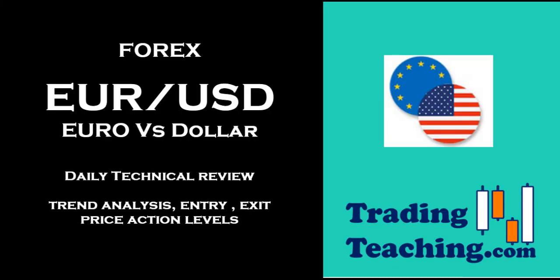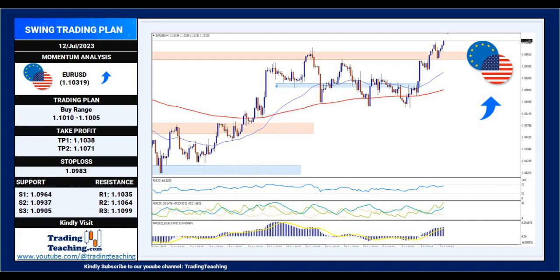Euro versus US dollar technical view. The current EUR/USD price is 1.10319. The technical analysis forecast for the next 2 to 3 days suggests a favorable upward trend. The 1.1010 to 1.1005 price zone is a good area to buy, with an expected upside of 1.1038 and 1.1071.